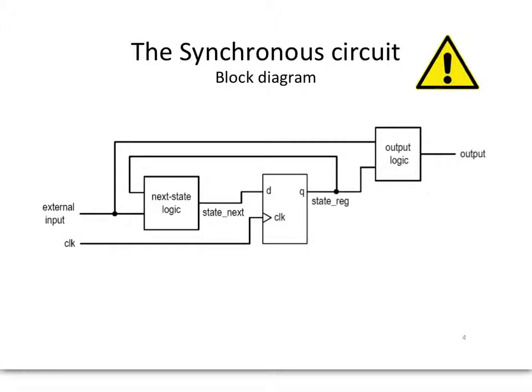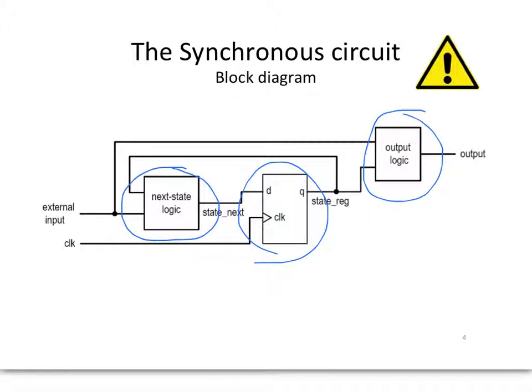This should not be something new. This is our synchronous circuit that we know. We have the state register here in the middle. We have the output logic over here. And then we have the next state logic that determines the next state based upon the current state and the input. So this is just a catch up on what you already know about the synchronous circuit block diagram.